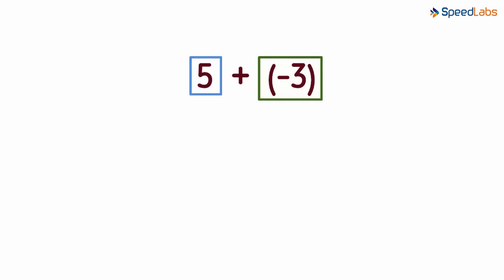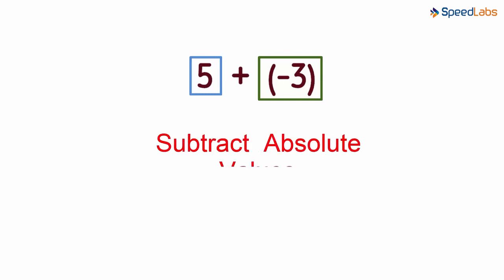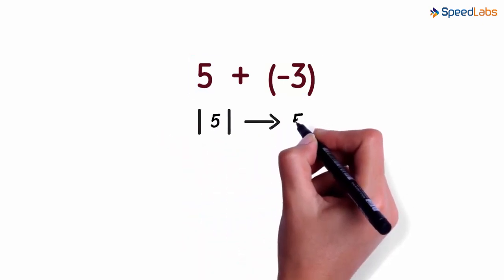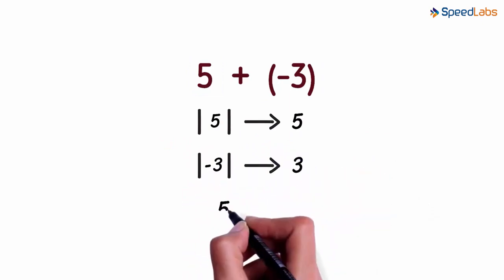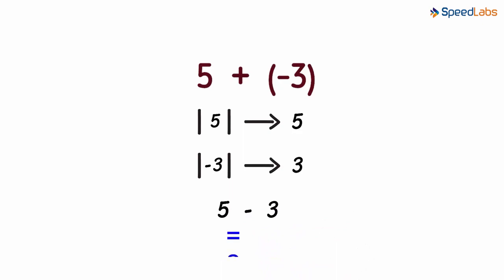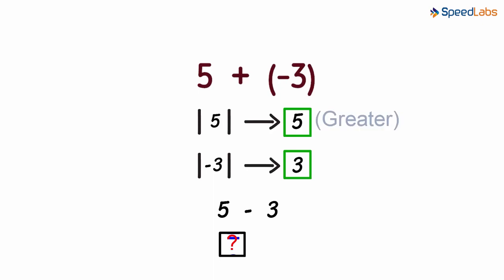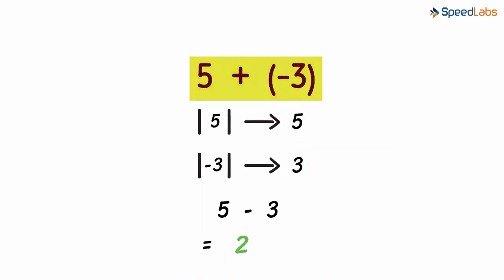In such cases also, we need to find the answer by subtracting their absolute values. The absolute value of 5 is 5, and that of -3 is 3. Subtracting 3 from 5 gives us 2. But what sign does their sum take? It is the sign of the greater number in absolute terms. Here, out of these two, the greater number in absolute terms is 5, and the number 5 is positive. Therefore, the sum of 5 and -3 is 2.